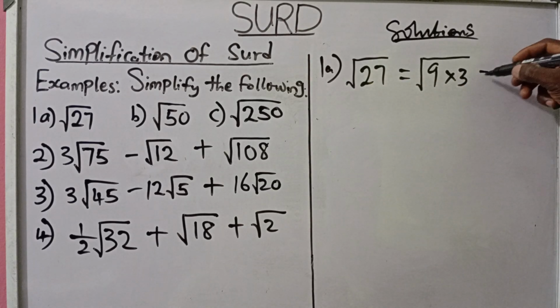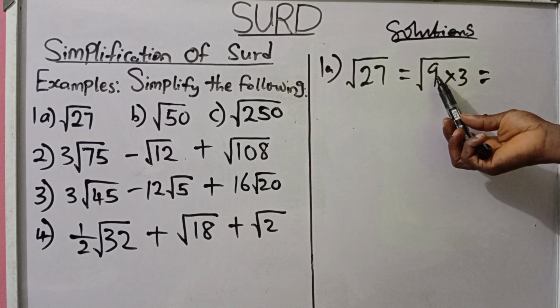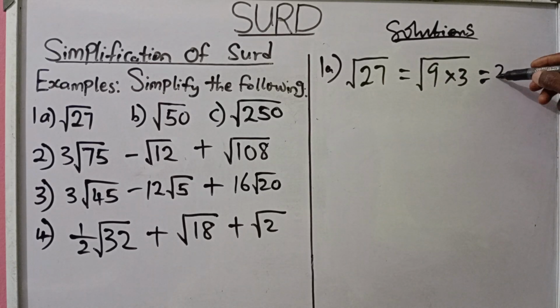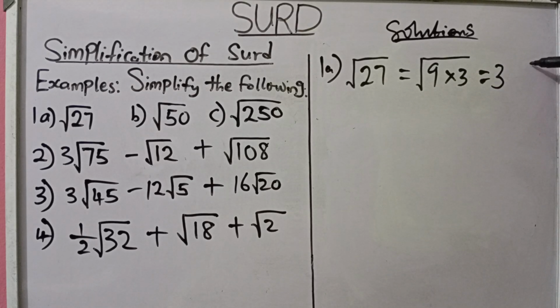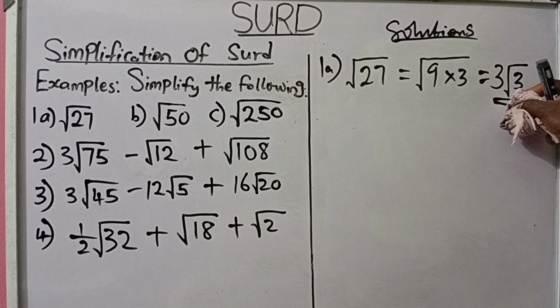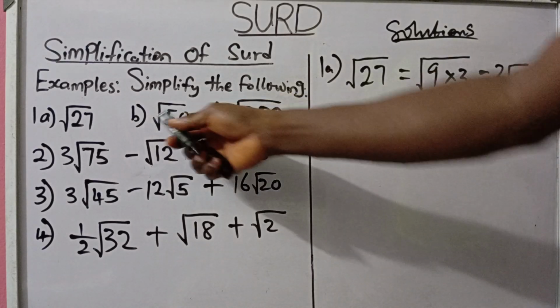All right, so in this case, we can simplify it by saying the square root of 9 is what? 3. 3 here is not a perfect square, so we'll leave it inside the root. So this becomes the solution to the square root of what? 27. This is exactly what you are expected to do. That's the simplest form of root 27. Then let's go to that of B.